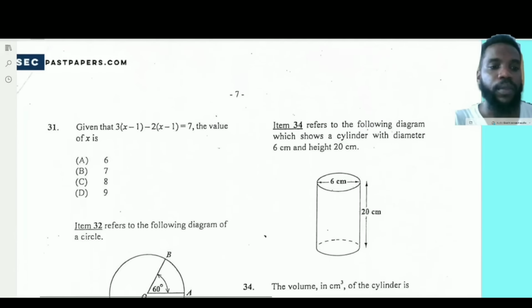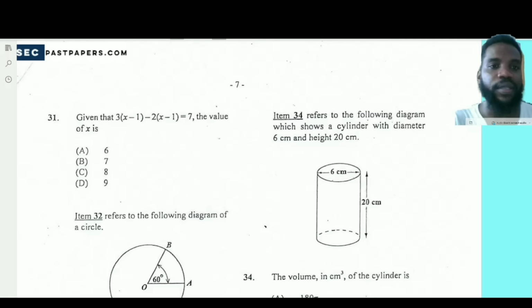Question 31. You could go for trial and error in this case if you wanted. You could even factor out the x minus 1 as it is common. There are so many things you could do here. But let's just expand it. So I could say 3x minus 3. Be careful with this expansion now. Minus 2 times x is minus 2x. Minus 2 times 1 is positive 2 equals 7.